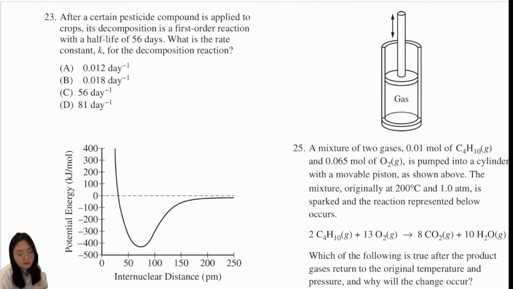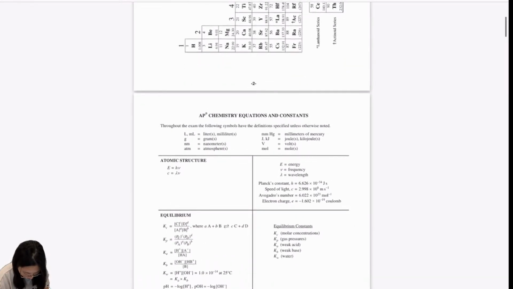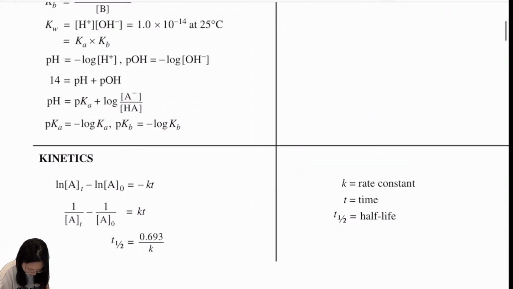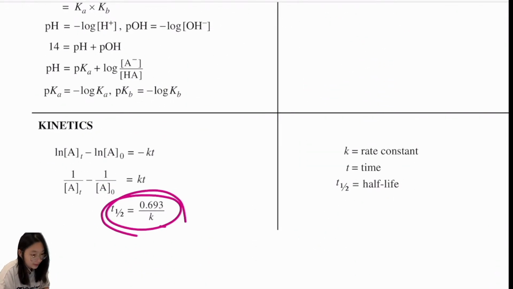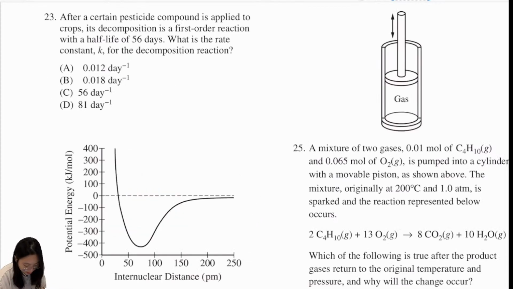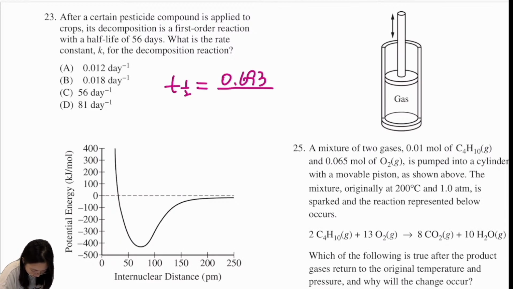Okay, so you can find this formula on the formula sheet, right here, kinetics. This one is the half-life of the first order reaction. It's ln2 divided by the reaction rate constant K, and ln2 is approximately 0.693. So you just plug in a number. Half-life is equal to 0.693 divided by reaction rate constant K. So K is equal to 0.693 divided by half-life, which is 56 days.